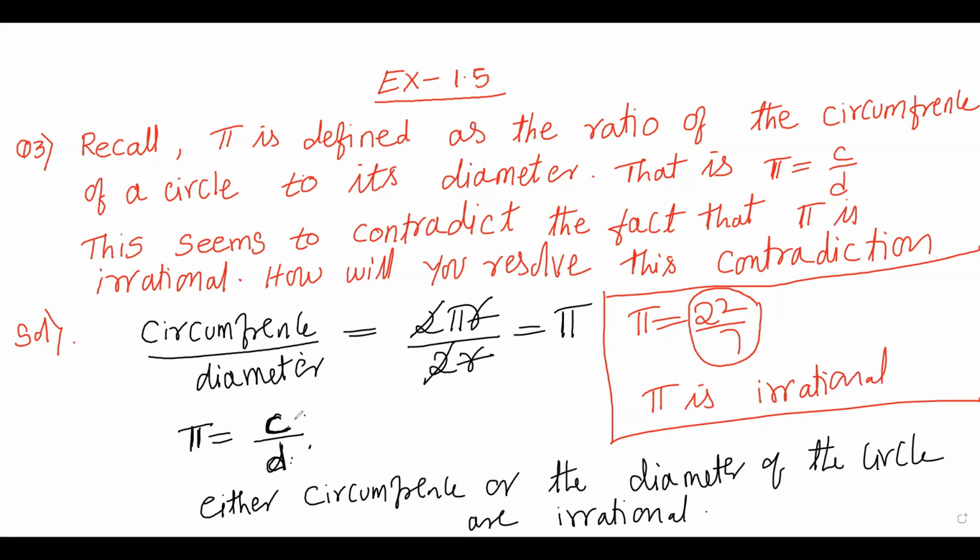The reason is that either c, that is circumference, or diameter, out of these two, one is irrational. So the ratio of irrational and rational is always irrational. That is the reason why pi is irrational. Without any doubt, pi is irrational. This 22 by 7 is an approximate value of pi. It is not the exact value of pi.